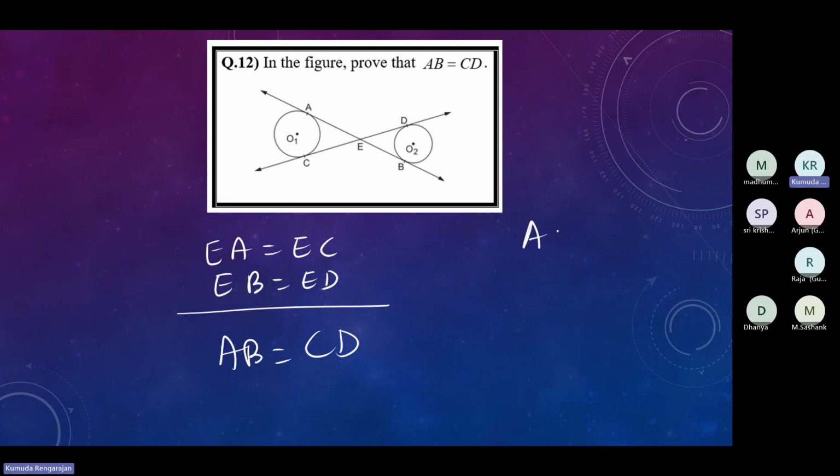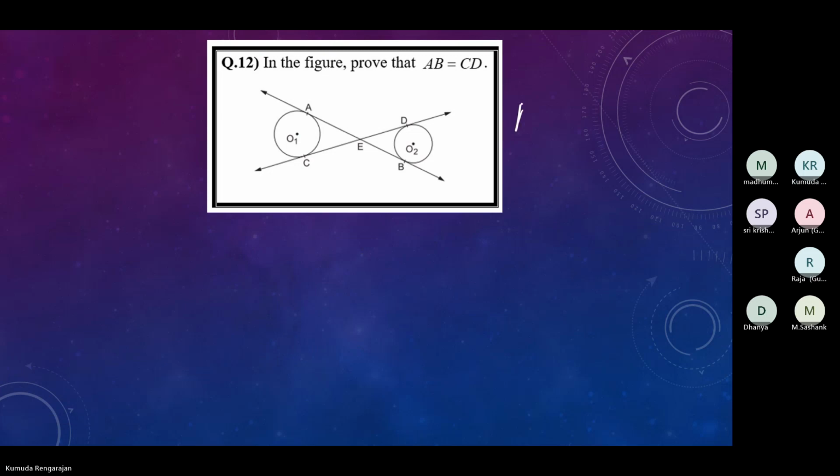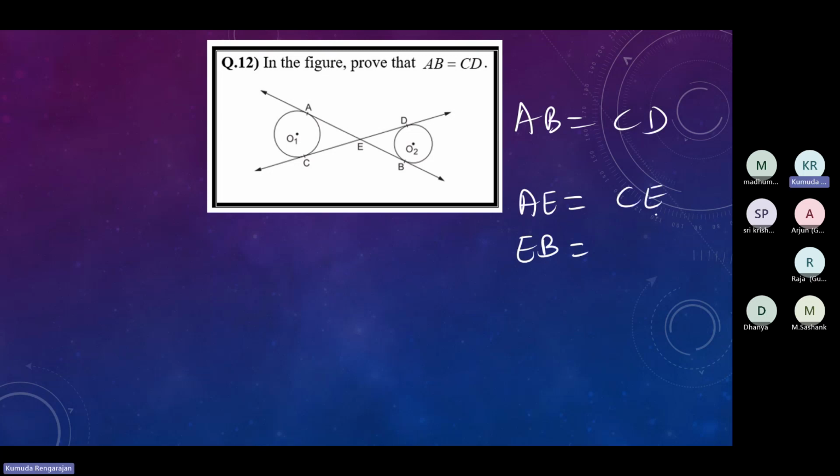See, you need to prove AB is equal to CD. What is AB made up of? AB is AE plus EB. So write it one below the other and then write the result. Now write what is AE equal to? AE is equal to CE, tangent from the external point of the circle. And EB is equal to ED. Add both. AE plus EB, AB equals CE plus ED, CD.